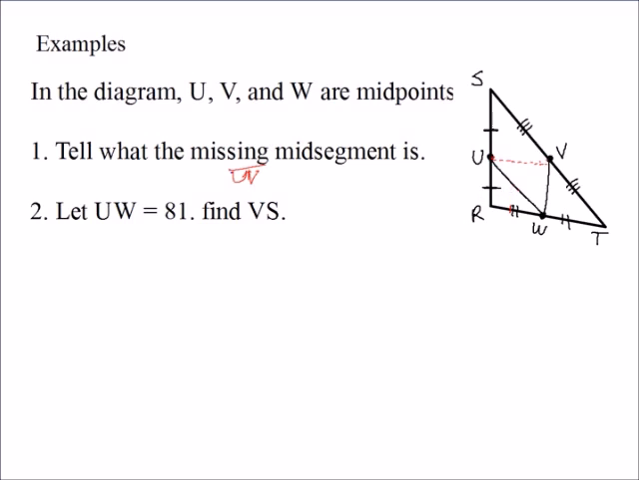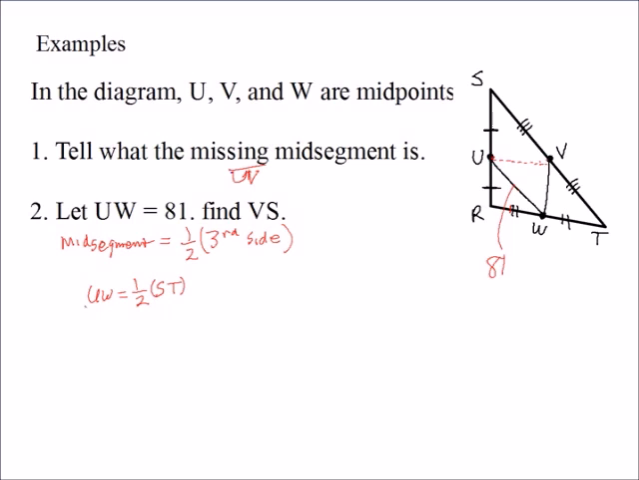Number two, let UW equal 81, and I want to find VS. Well, first and foremost, we know that the mid-segment is equal to half the third side. So let's write that down. Mid-segment is equal to 1/2 third side. That's always going to be the mid-segment theorem's claim to fame. We know the mid-segment already. We know it is UW. So we're going to say UW is equal to 1/2 the third side, which is ST.